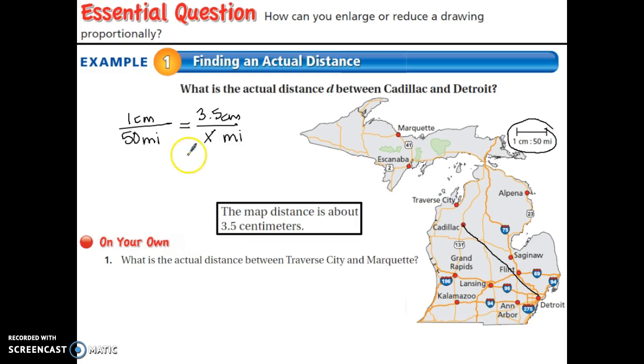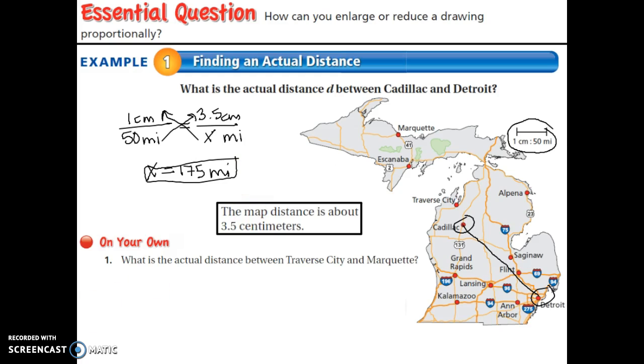Now we just cross multiply and solve. Multiplied by x, 1 centimeter times x gives me just x. 50 times 3.5 gives me 175. So this tells me that in real life, the distance from Cadillac to Detroit is 175 miles.